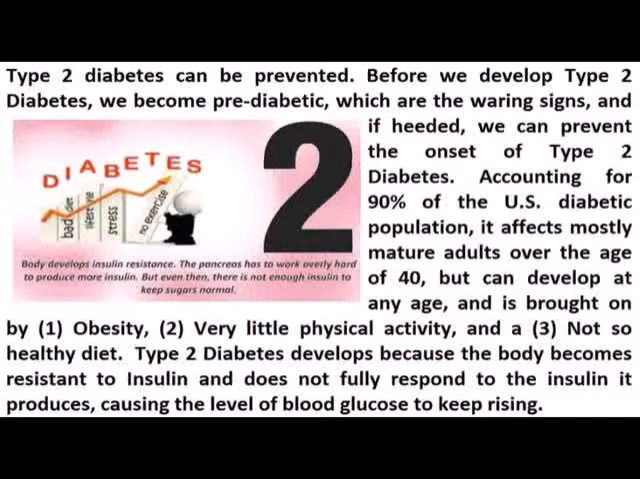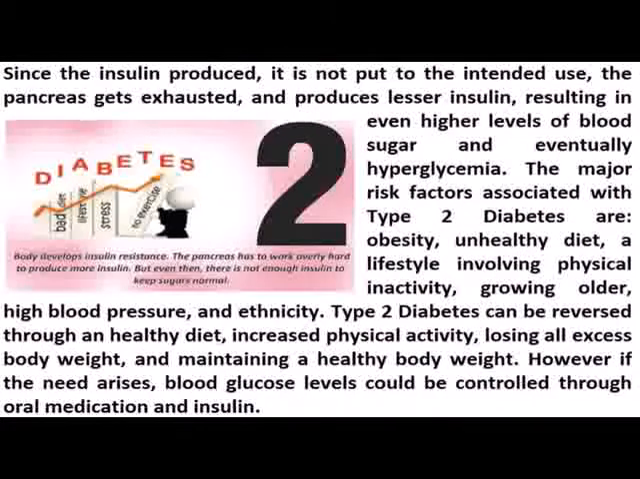Accounting for 90% of the US diabetic population, it affects mostly mature adults over the age of 40, but can develop at any age, and is brought on by obesity, very little physical activity, and a not-so-healthy diet. Type 2 diabetes develops because the body becomes resistant to insulin and does not fully respond to the insulin it produces, causing the level of blood glucose to keep rising. Since the insulin produced is not put to the intended use, the pancreas gets exhausted and produces less insulin, resulting in even higher levels of blood sugar and eventually hyperglycemia.